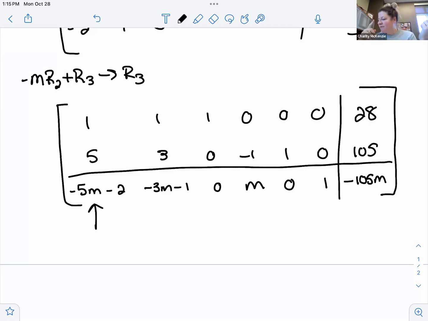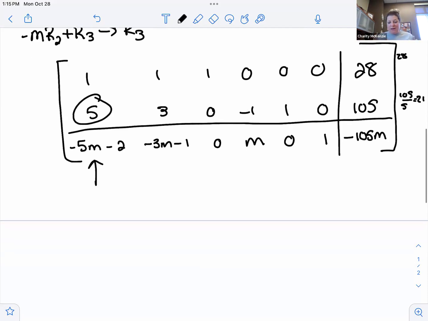So above it, we have a 5 and a 1. So 105 divided by 5 is 20. I think I have 20. I think I have 21 in my notes over here. Yeah, 21. I just wrote it so small I couldn't tell. And then 28 divided by 1 is 28. So 21 is the smallest. Same thing we've been doing. They meet, that's our pivot.